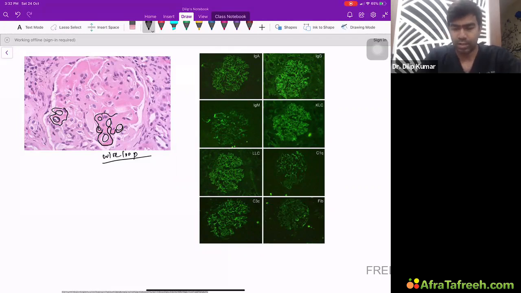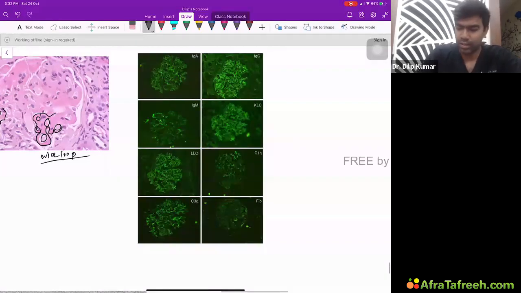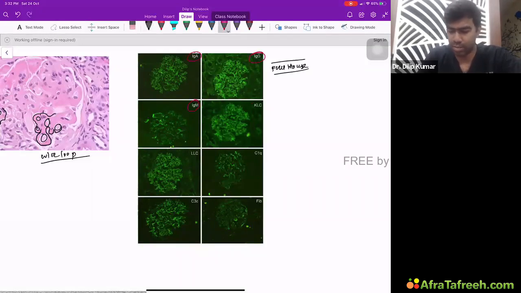And in this setting, if you do immunofluorescence, you will be seeing something different. There will of course be immune complex deposition, no doubt about that. So this is the full house pattern that you see in patients with SLE. You can see that every single stain is staining positive: IgA, IgG, IgM, kappa, lambda, C1q, C3, fibrinogen, every single stain is positive. So this is basically a full house pattern of immunofluorescence that you see. Again, typical of lupus nephritis.